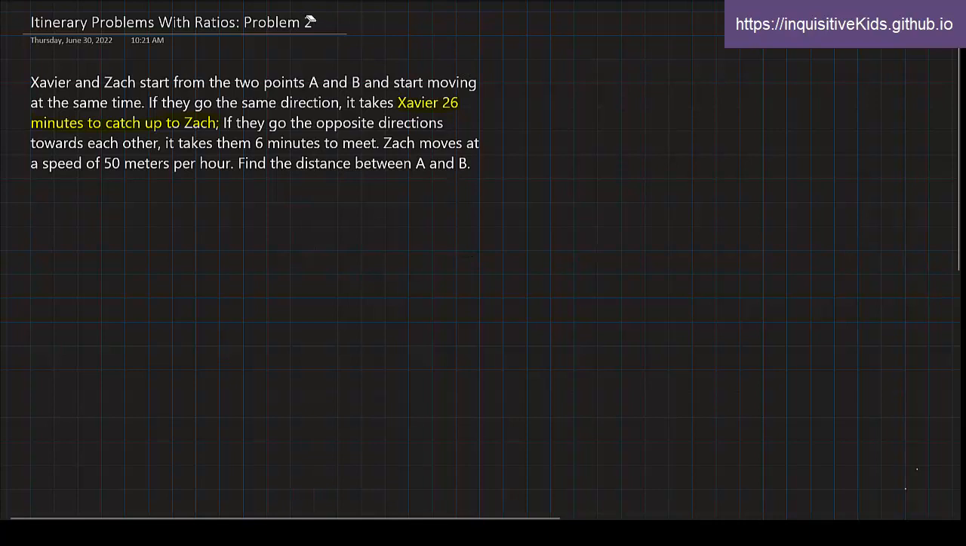If they go opposite directions towards each other, it takes them 6 minutes to meet. So if they go in opposite directions, from 2 points towards each other and they're meeting each other, it's a meet-up problem. And this is using the 2 formulas we learned at the beginning of the last video. It takes them 6 minutes to meet. Zach moves at a speed of 50 meters per hour, so we know the speed of Zach. Find the distance between A and B.